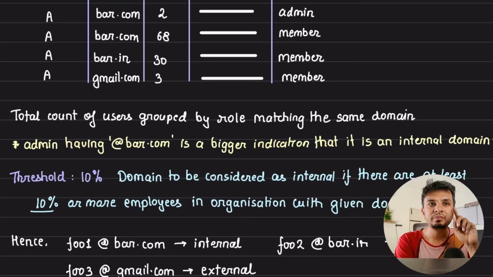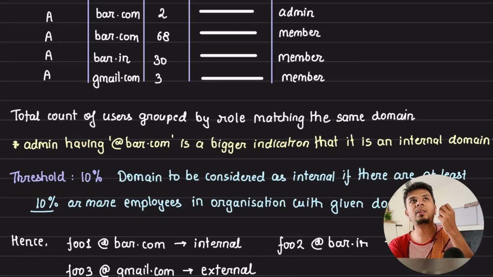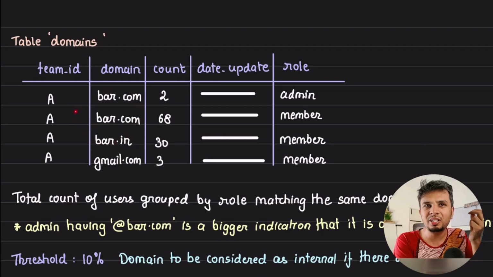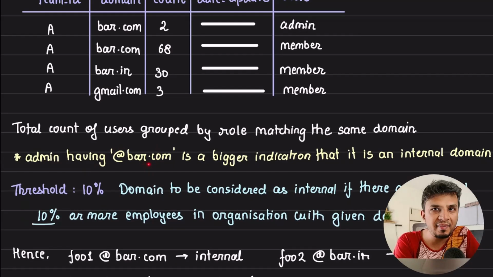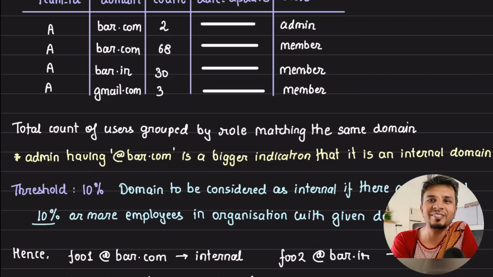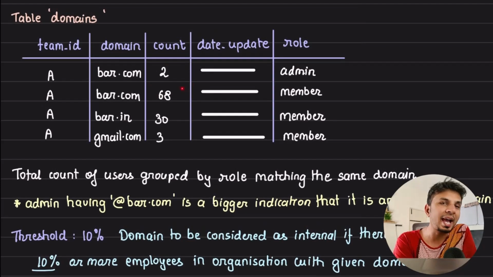Now, can they not just do it at domain level? Why do they need to add role level information here? They add role level information because if the admin has @bar.com, it's a bigger indication that it is an internal domain, because an admin would typically have the internal domain. So they just keep the aggregated count, grouped by domain and role for a particular team. These are the kind of heuristics you can apply when you are building an email classification service.